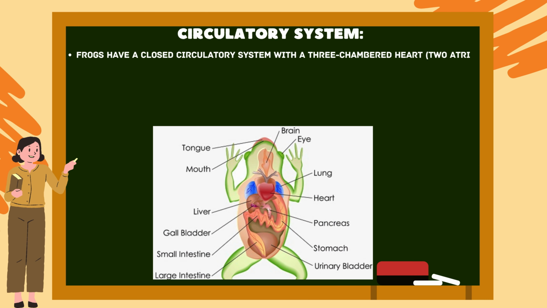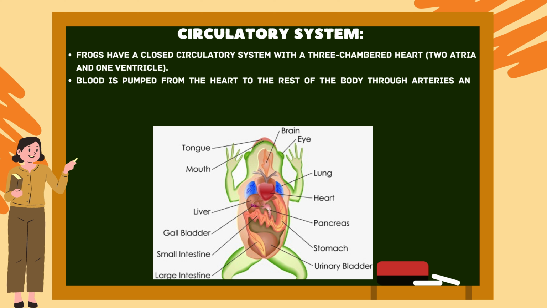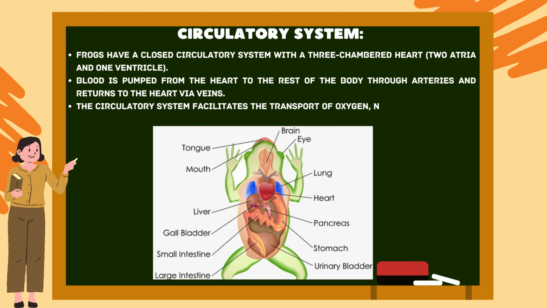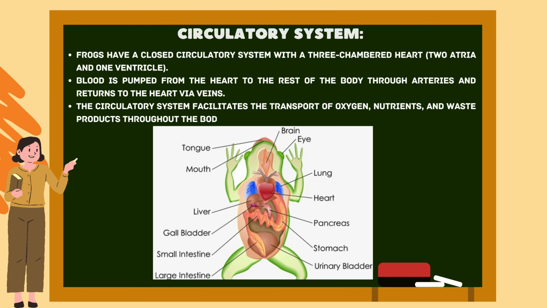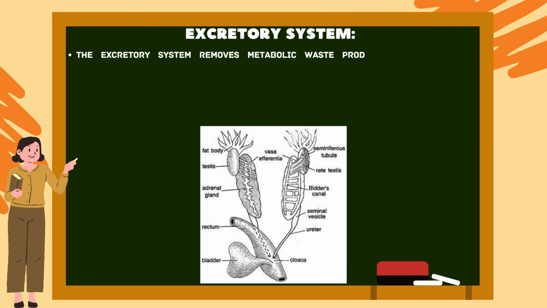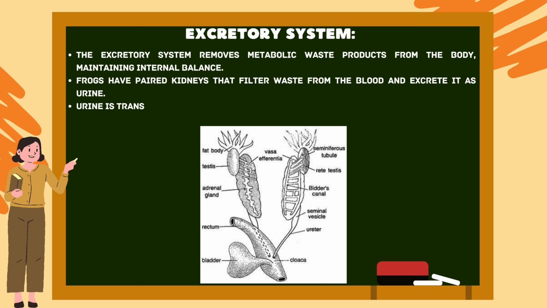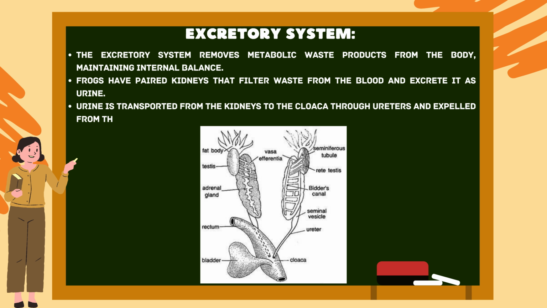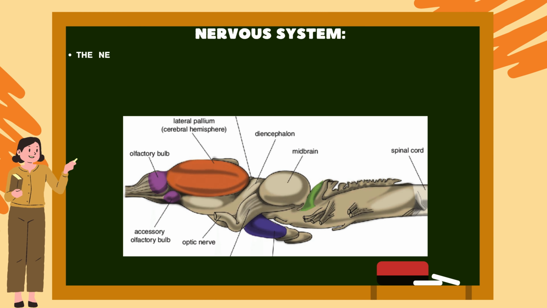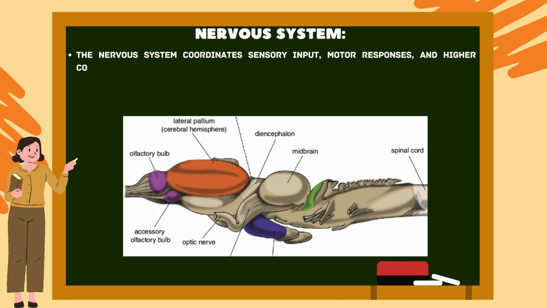Digestive system. The digestive system includes organs involved in the processes of ingestion, digestion, absorption, and elimination. Food enters through the mouth and passes down the esophagus into the stomach, where it is broken down by gastric juices. Nutrients are absorbed in the small intestine, while undigested material is expelled through the cloaca, a chamber shared with the reproductive and excretory systems.